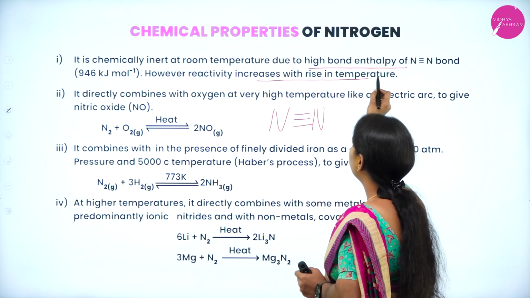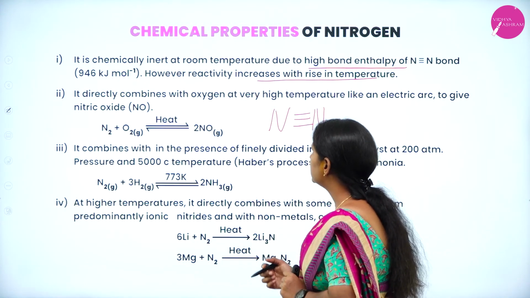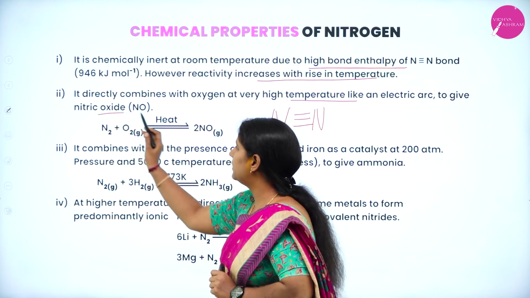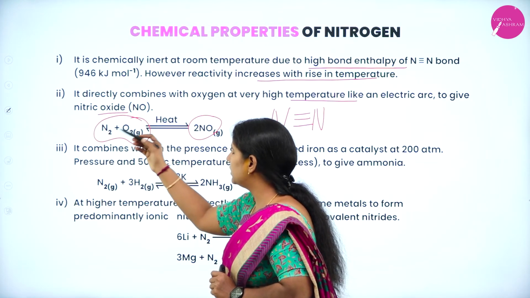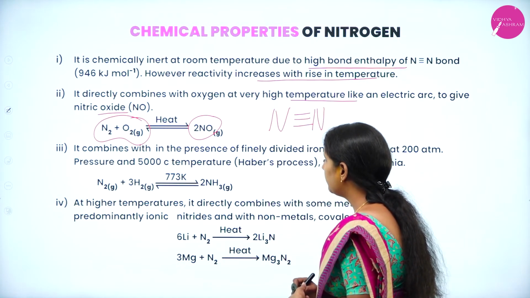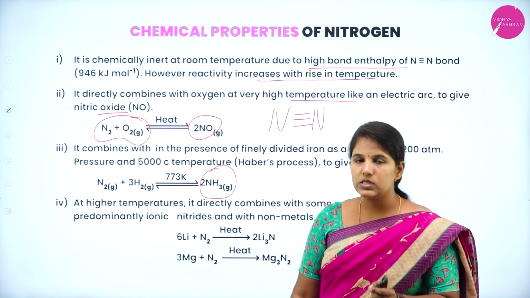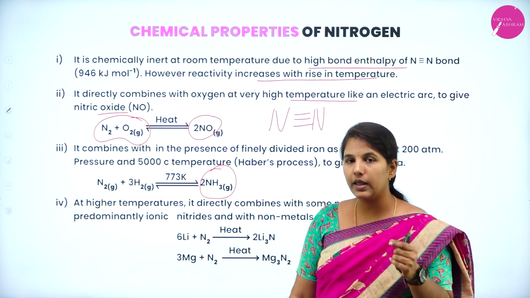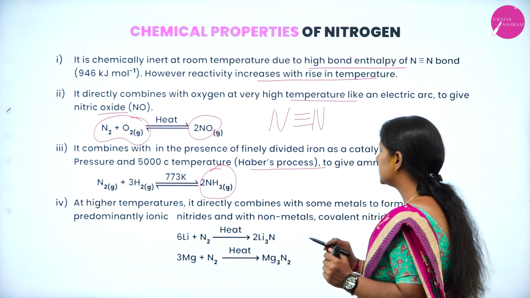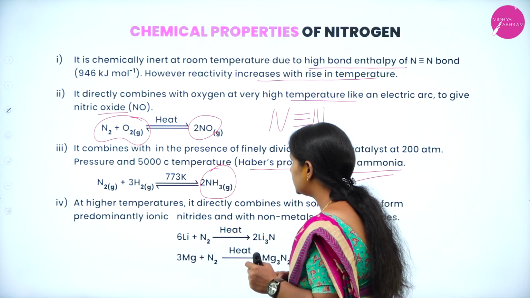However, the reactivity increases with a rise in temperature, and it can directly combine with oxygen at very high temperature, like an electrical arc, to give nitric oxide. It can also combine with hydrogen at a temperature around 773 K to form ammonia. This is one of the important processes where you prepare ammonia by using hydrogen and nitrogen. This process is called Haber's process, and it gives rise to what? Ammonia. And we have one more reaction at high temperature.